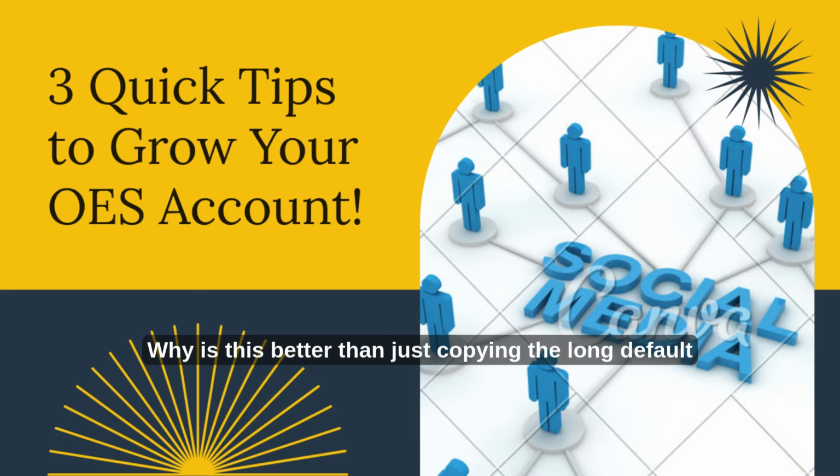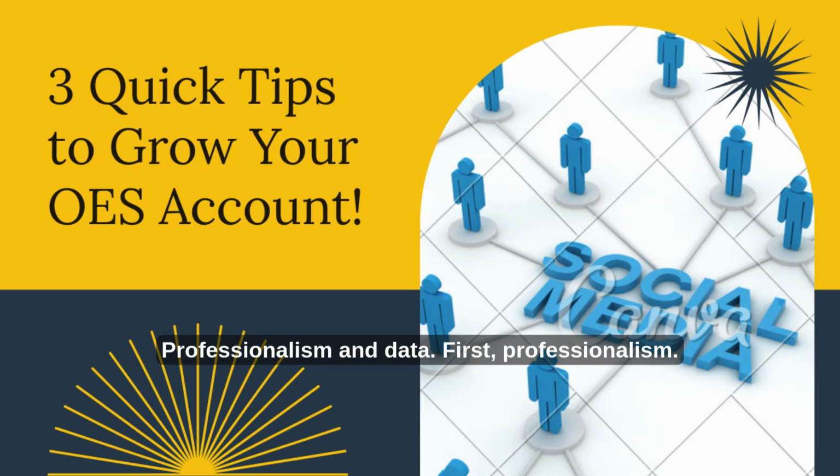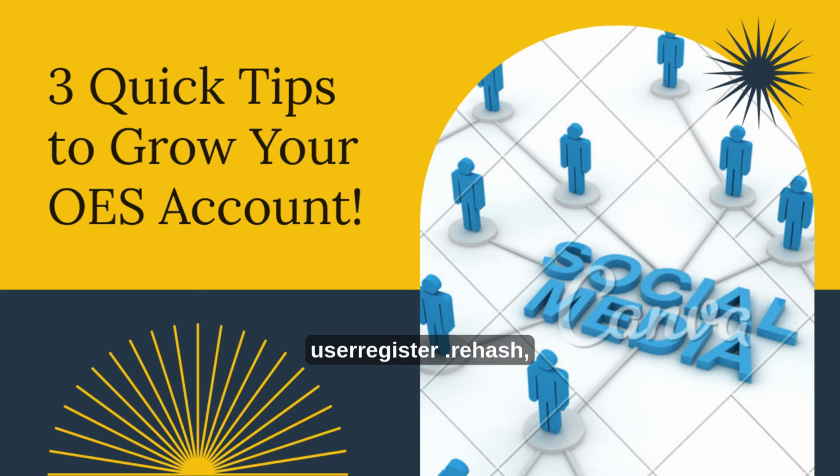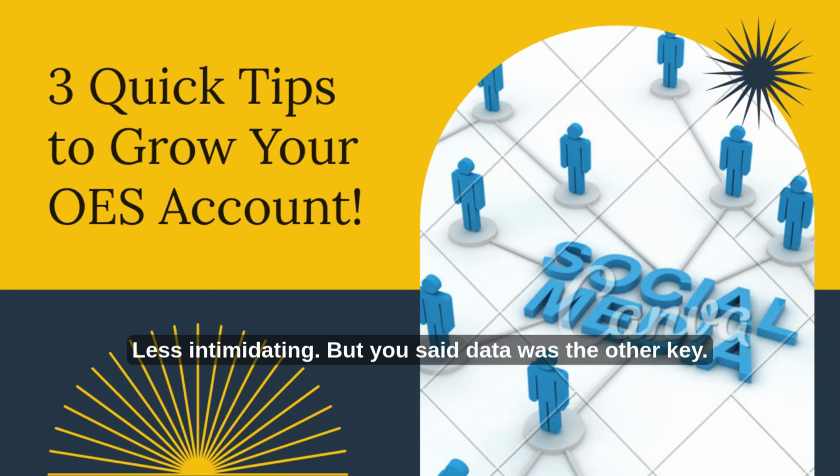Why is this better than just copying the long default OES link? 2 main reasons: professionalism and data. First, professionalism. A short, clean OTRIM link looks way better, especially on social media. It looks trustworthy, not like spam. Aesthetics matter, especially for first impressions online. They really do. Compare a super long, complex os.onpassive.com user-register.rehash 123456 link to something clean like otrim.ai, join my team. Which one would you click? The short one, definitely. Less intimidating.